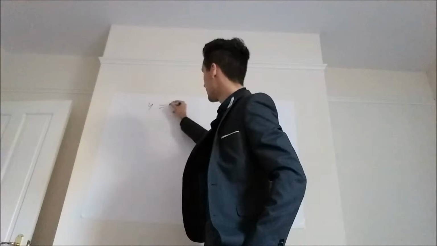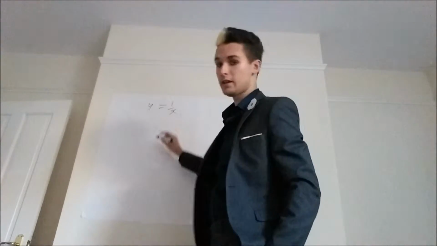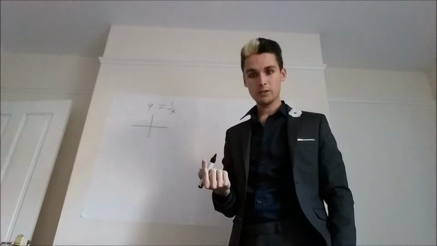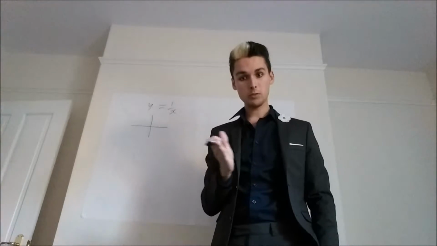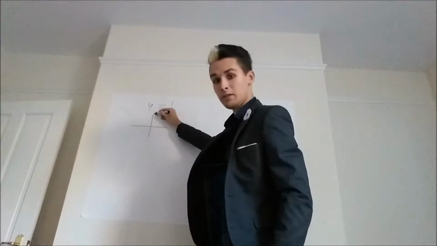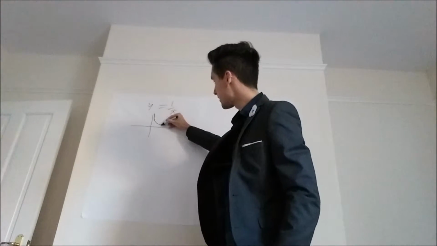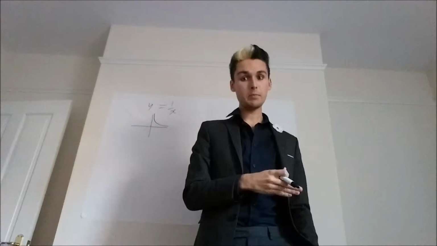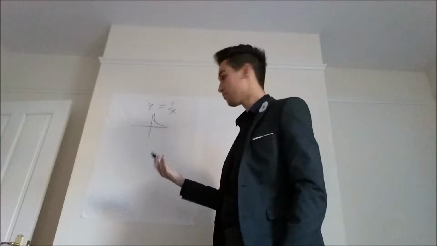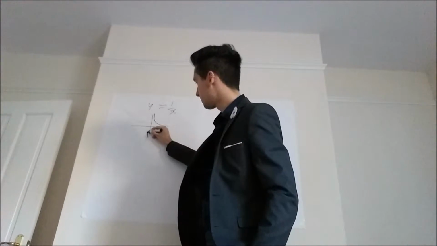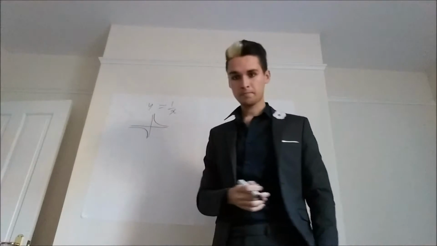So y equals 1 over x. So for positive x values, as x gets smaller and smaller, closer to 0, we get a really big y value. So it starts up here, and as x increases, it goes like this. Similarly, if x is a negative number but close to 0, we get the same kind of thing but negative y. So it starts here, it goes like this.